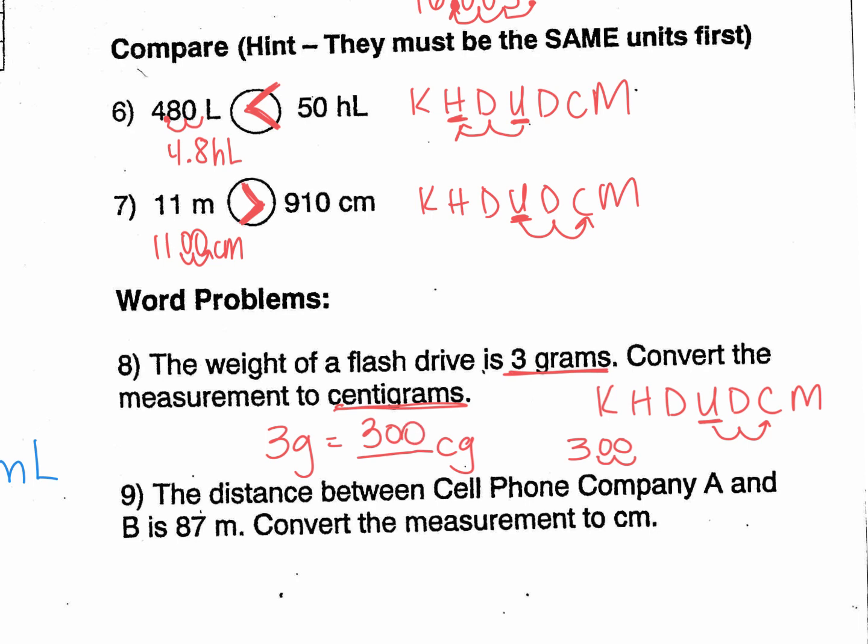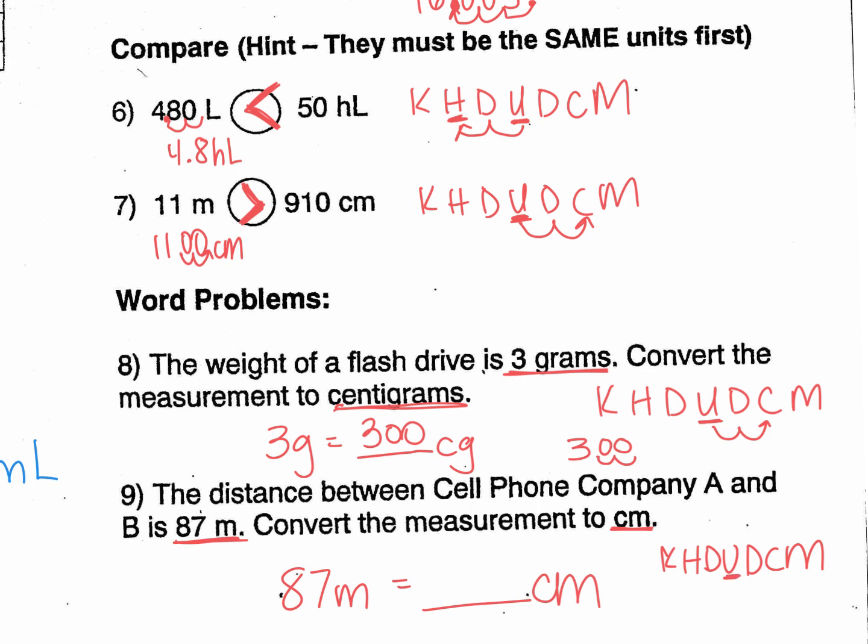And then the last one for today in our notes says the distance between cell phone company A and B is 87 meters. Okay, so I'm going to write down 87 meters. I want to convert the measurement to centimeters. King Henry doesn't usually drink chocolate milk. As you do this more and more, you're going to start to remember these more common conversions with centimeters, millimeters, regular meters, kilometers. But for now, if you don't feel 100% sure, always jot down your acronym, and then you can use that to be sure you're doing the right conversion.